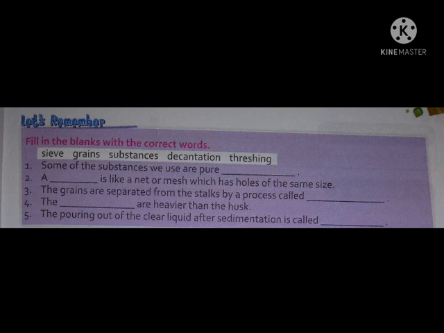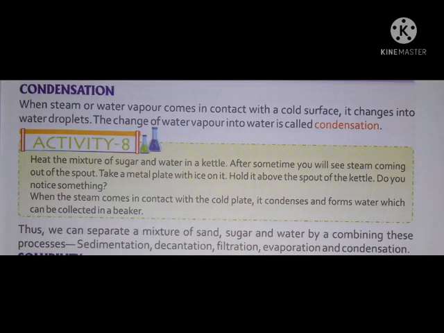Now see, condensation. When steam or water vapor comes in contact with a cold surface, it changes into water droplets. The change of water vapor into water is called condensation. We know this. When we cover hot rice or hot dishes, we can observe some water droplets in that covering. So where did they come from?